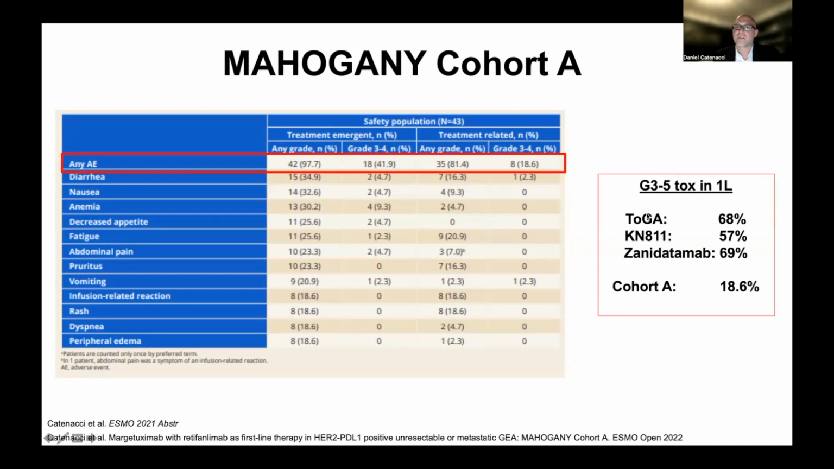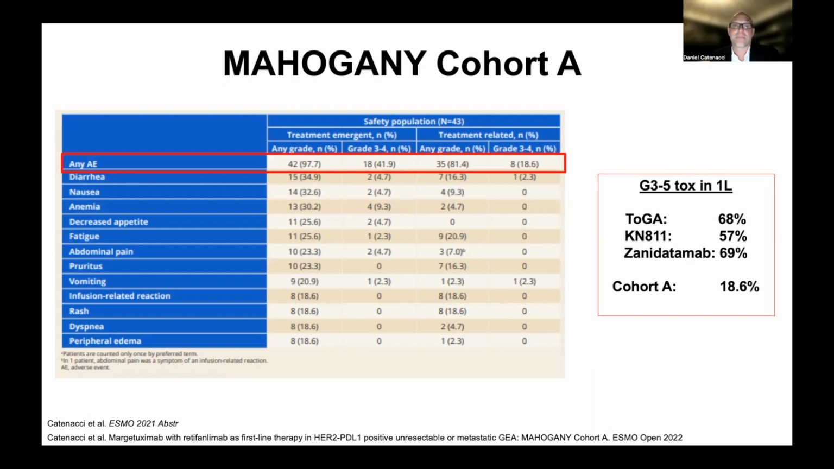In contrast to the ToGA study, which is chemotherapy plus trastuzumab, or the Keynote 811 study, which is chemotherapy plus trastuzumab plus pembrolizumab, and in smaller studies of zanidatamab, the drug that binds to both HER2 and HER3 simultaneously as a bivalent antibody in smaller phase studies, all have relatively high rates of side effect profile compared to the patients that are in this chemo-free approach in the MAHOGANY Cohort A study. And that speaks to that most side effects, when we're talking about anti-HER2 therapy or immunotherapy based regimens, come from the chemotherapy backbone.